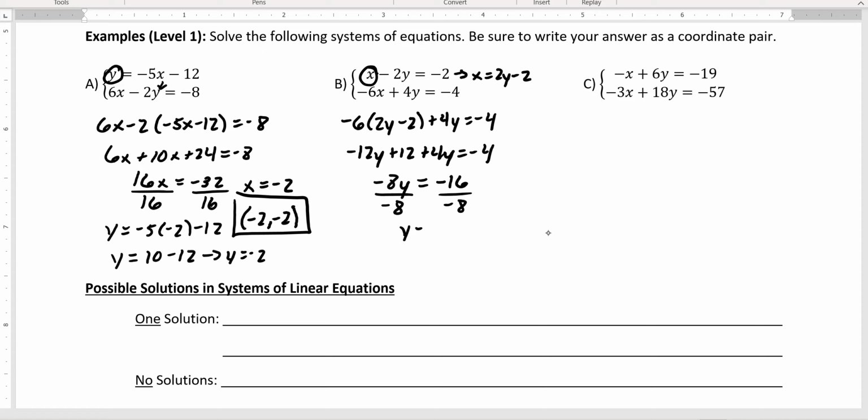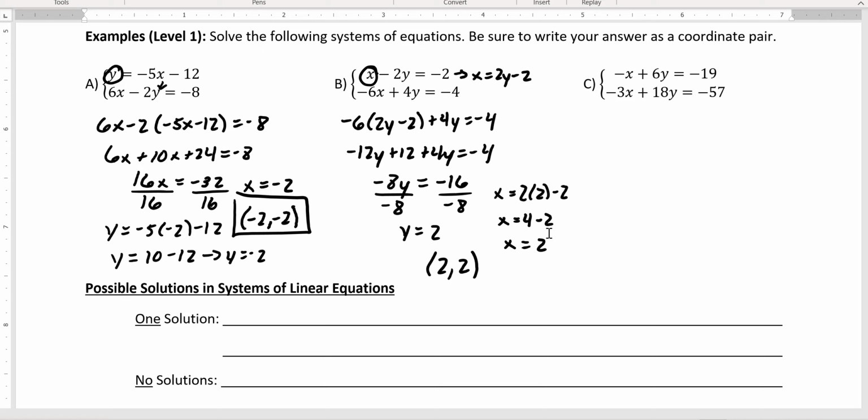And I find that y equals 2. Once I know that y equals 2, I can plug it in up top here. X equals 2 times 2 minus 2. So x will equal 4 minus 2, which is 2. And that'll give me the coordinate point (2, 2) for this one. Very nice.